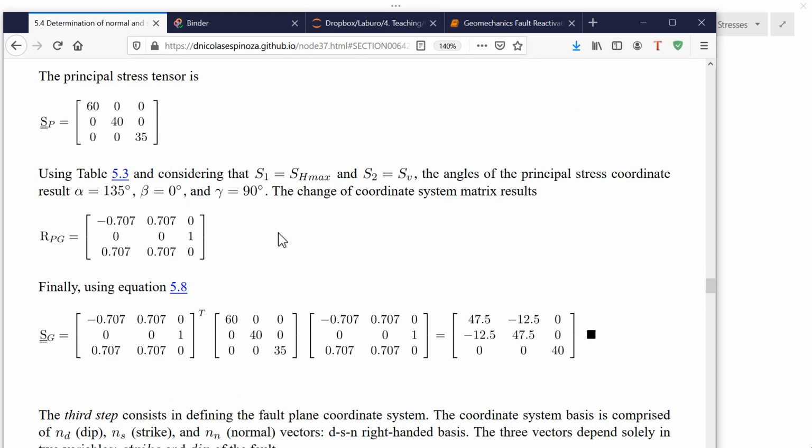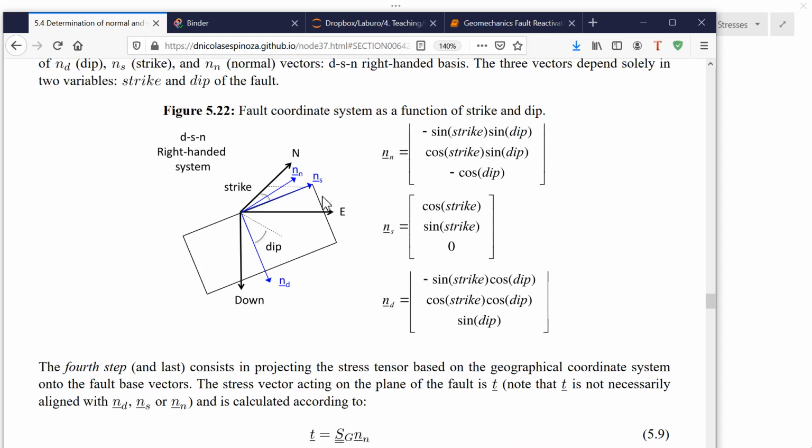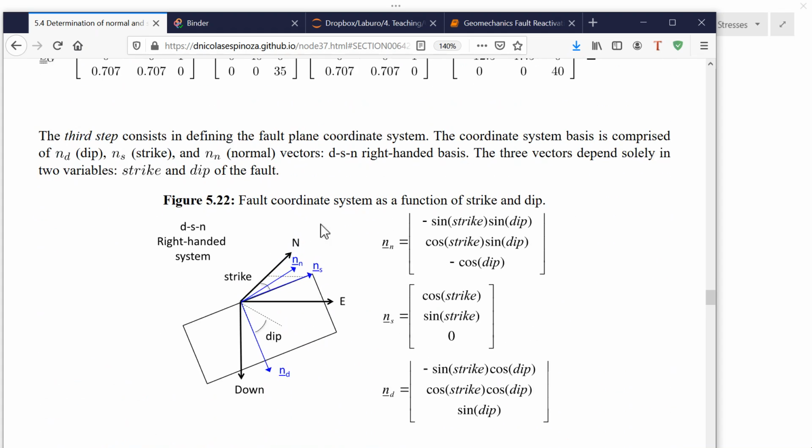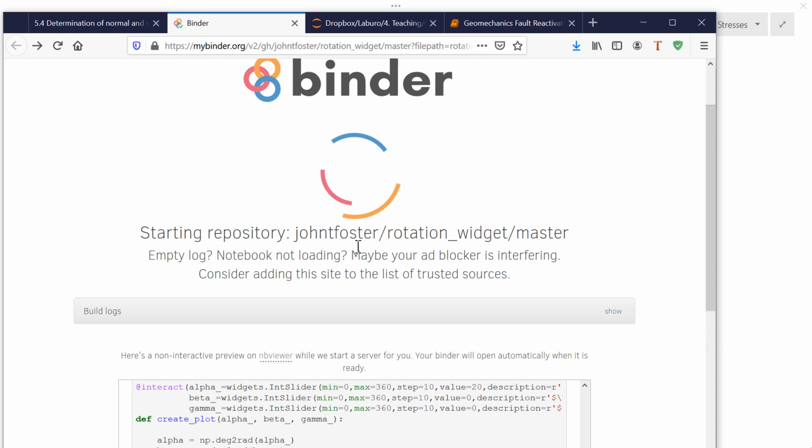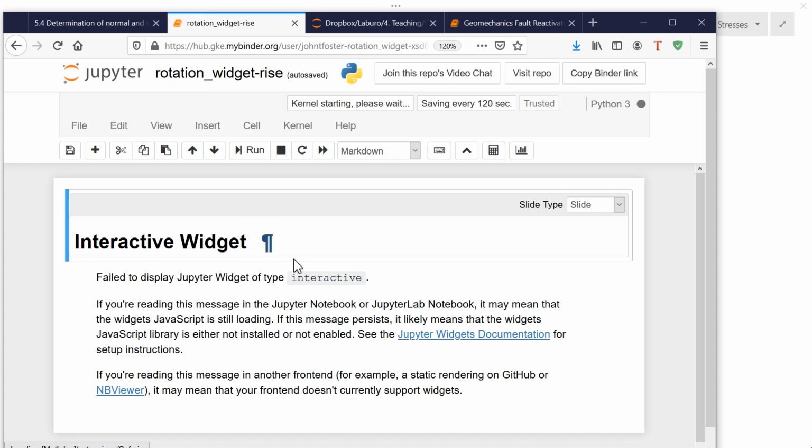And we want to do this because at the end of the day, we want to work in the same coordinate system, both for the stresses and for the fault. And we know that faults, the strike and dip of the fault, those are referred to northeast and also to the horizontal plane. So we're going to use those in order to relate those two. So this is the widget from Professor Foster. And there we go. It's ready.